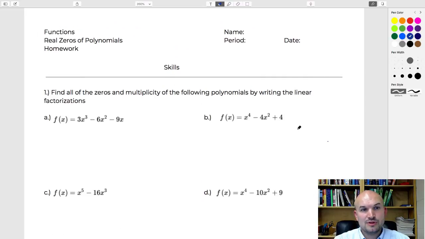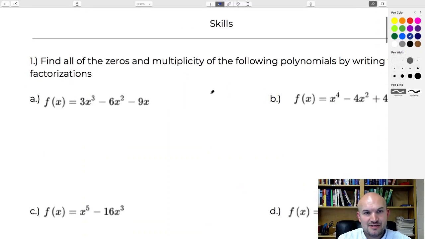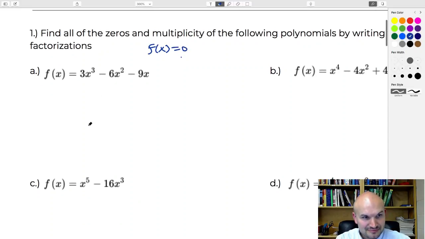The main important thing when finding the zeros is to remember that the zeros are the x values that make f of x equal to 0 true. So we want to find the x values that make this true. I created all these equations and didn't have enough time to check them, so I might have made a mistake. We'll see how I do. Hopefully I did a good job.